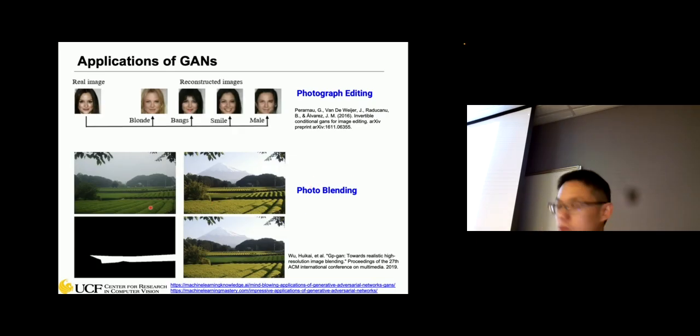If you are an enthusiast of taking photos, you may use these GAN techniques to help you do photo blending or compositing, to make really good images.